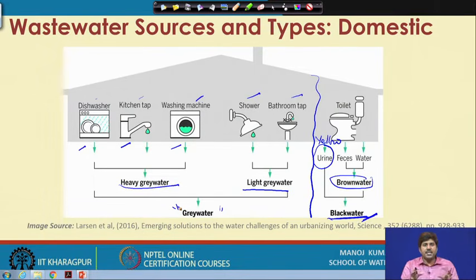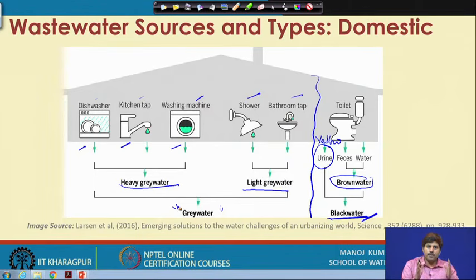So, this classification of light grey water, heavy grey water, yellow water, brown water, black water, grey water, total grey water is based on the level of contamination or level of pollution. Your light grey water has the least level of pollution, coming out of households. Your heavy grey water has a relatively higher chemical load, primarily, and some organic load because we are using kitchen tap water as well. Not too much microbial or pathogenic contamination in your grey water.